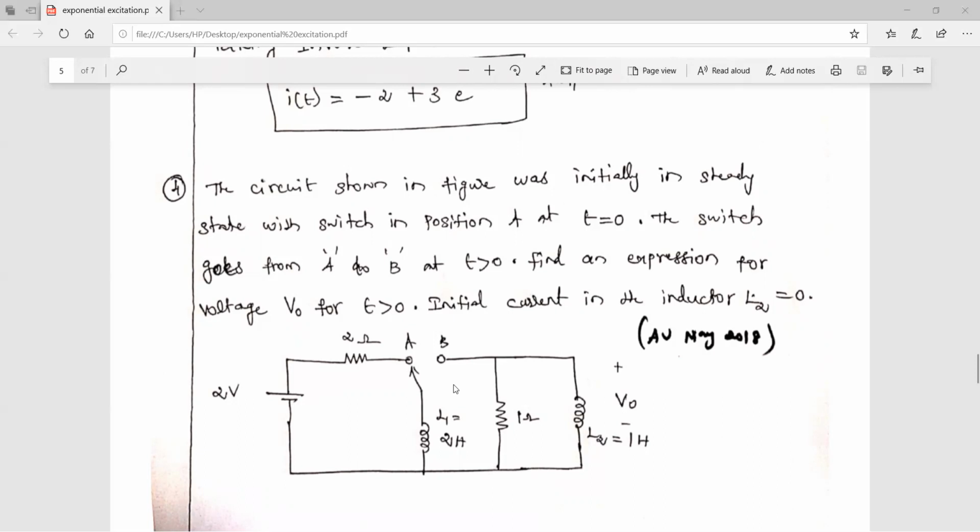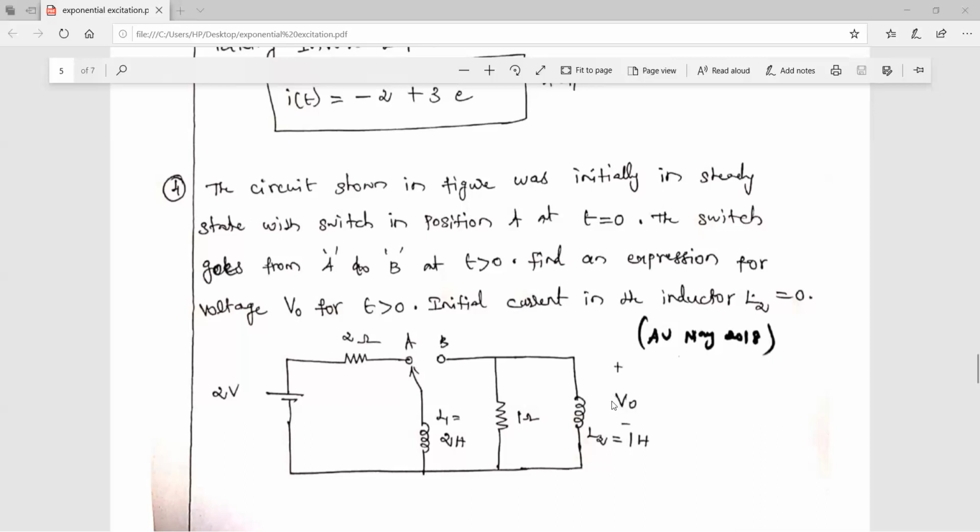Our question is, for time t greater than 0, the switch is moved from position A to position B. When the switch goes from A to B, the circuit is different. At that time, we have to find the voltage V0. What is meant by V0? V0 is the voltage across this inductor L2. We have to calculate it.